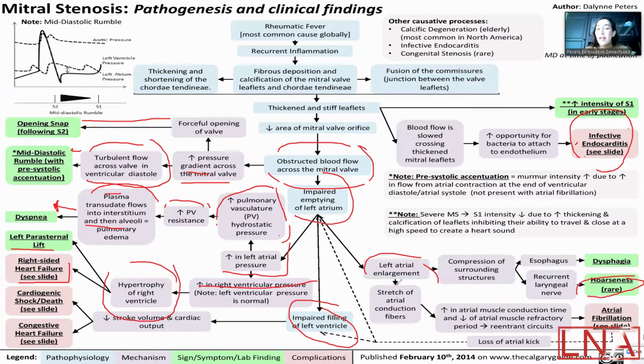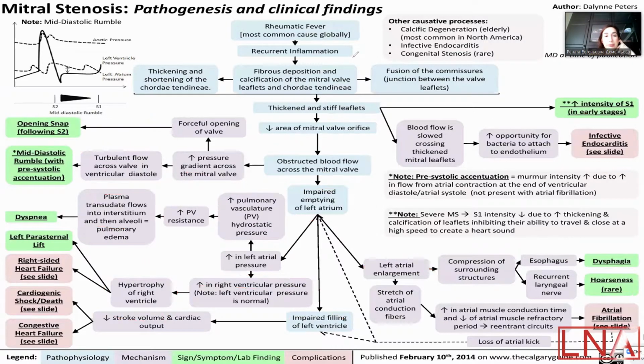Left atrial enlargement leads to stretch of atrial and conduction fibers, increasing atrial muscle conduction time and decreasing atrial muscle refractory period. And it's a substrate for the development of arrhythmias by the type of re-entry circulation of the impulse, the secondary entry of the impulse to the same zone. And it's a substrate for formation of atrial fibrillation. So it's the pathogenesis of mitral stenosis.